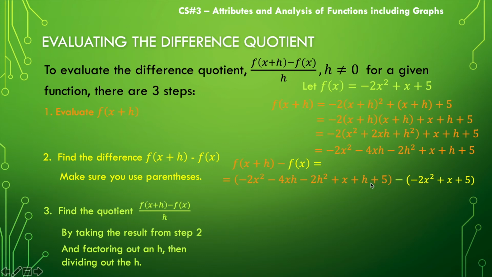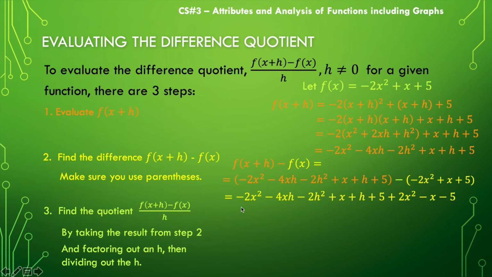Notice both of the functions are written with parentheses, so we make sure that we don't make sign errors by not distributing negatives through. Okay, so first thing we're going to do is get rid of those parentheses. In this first case, this f of x plus h, there's nothing in front of the parentheses, so they can just be dropped. But this second set of parentheses, I will need to distribute this negative all the way through as I drop my parentheses. So when I do that, that negative 2x squared becomes positive 2x squared, the positive x becomes negative x, and the positive 5 becomes negative 5.